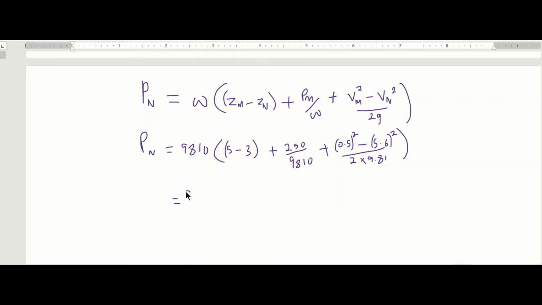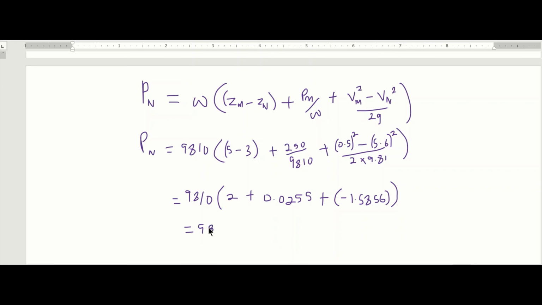So I have my 9810, open the bracket, 5 minus 3 is 2, plus 250 divided by 9810 is 0.0255, plus 0.5 squared minus 5.6 squared divided by 2 times 9.81, will give us negative 1.5856, bracket close.